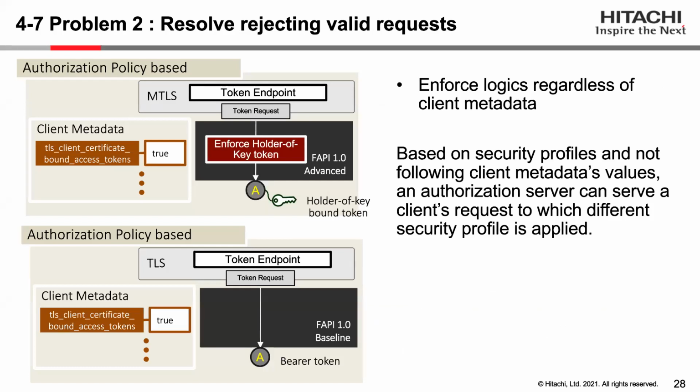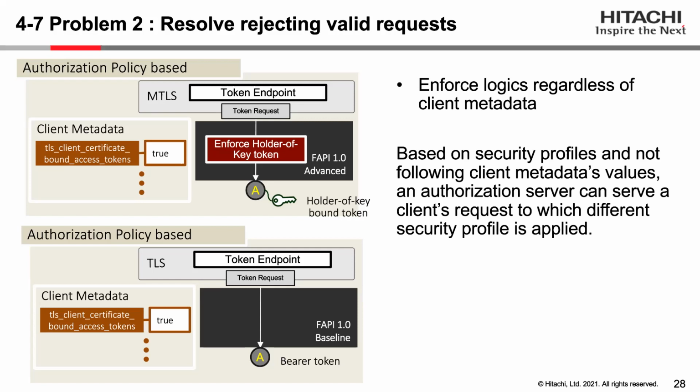Then problem two, sometimes the OAuth server rejects the client's valid request. By using the concept of the policy in ABAC, I can enforce some logic against the existing client metadata-based logic. So I would like to describe this point by using the same example. The client wants to access both the read API and write API, and the client tries to send the token request to the OAuth server under mutual TLS. Then the authorization policy based logic checks this request and issues the sender constrained certificate-bound access token and sends it back to the client.